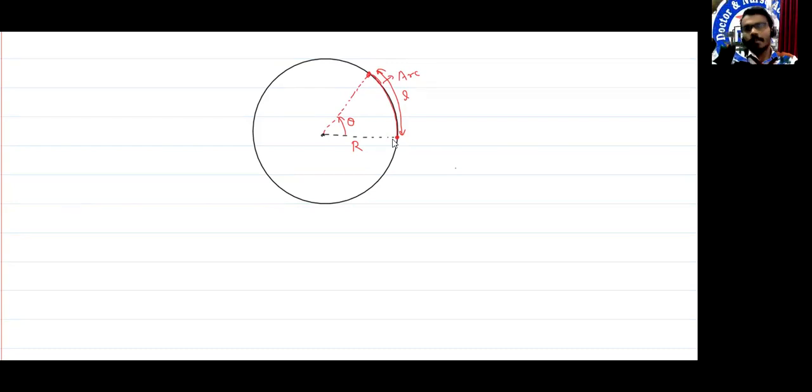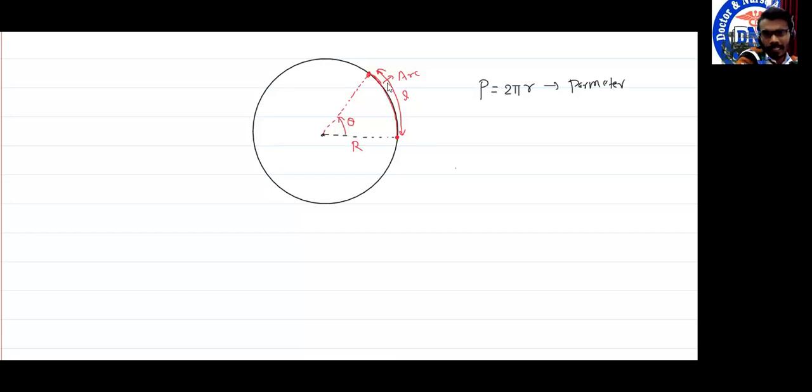Parameter means length. Suppose you have a circle, and if you break the circle from one point and make it straight, you get a straight line. The length of the straight line is called the perimeter. So the length of this circle is called the perimeter, which is equal to 2 pi r. Perimeter means the length of the circle.